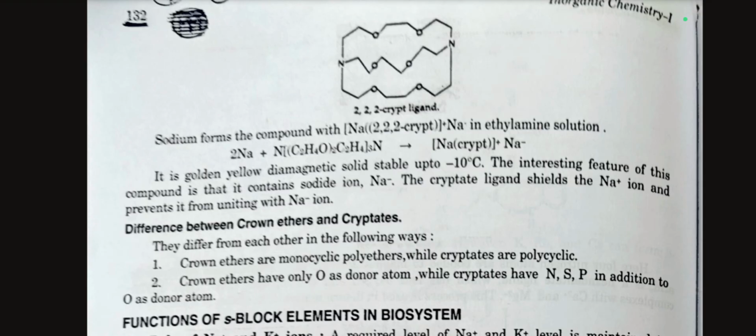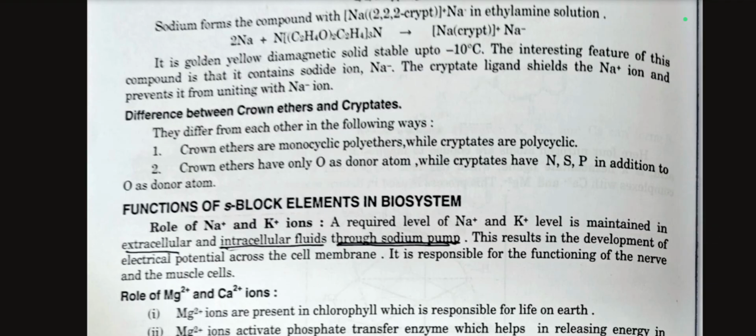Difference between crown ethers and cryptates. They differ from each other in the following ways. Crown ethers are monocyclic polyethers while cryptates are polycyclic. Crown ethers have only oxygen as donor atom while cryptates have nitrogen, sulfur and phosphorus in addition to oxygen as donor atoms. Function of s block elements in biosystem. Role of Na+ and K+ ions.